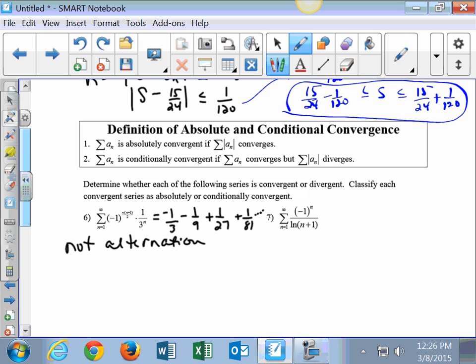Not in the pattern of positive, negative, positive, negative. Look what I wrote, alternation. I've got to pay attention to what I'm writing here. There you go. This is not necessarily alternating, so I'm going to look at just the absolute value of my series.